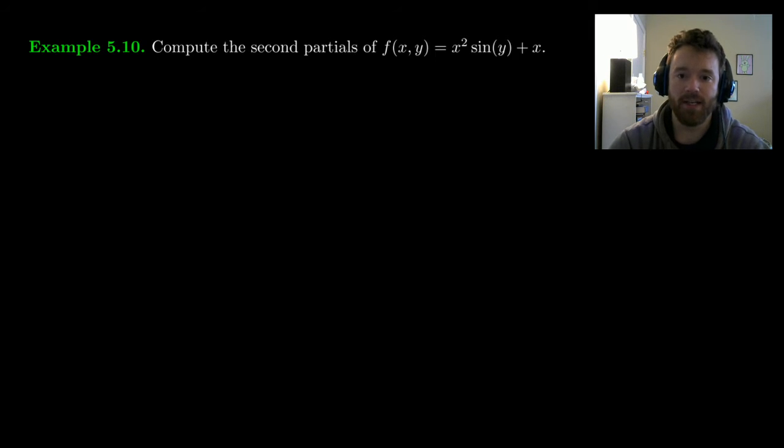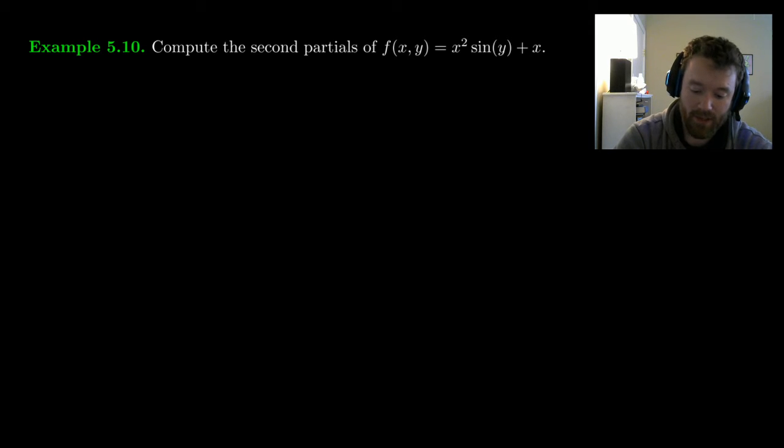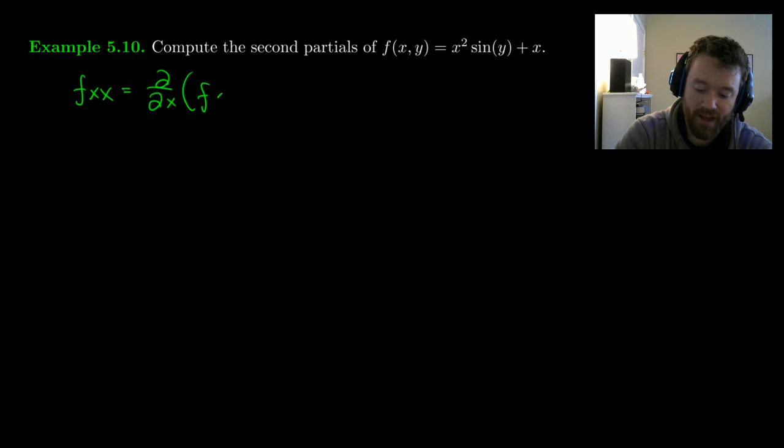So let's compute the second partials of a function. Same function we've been looking at so far: x squared sine y plus x. So remember, the fxx, for example, is going to be a partial with respect to x of fx.